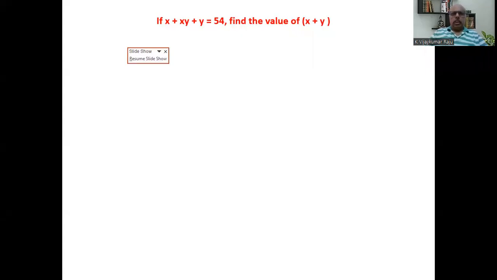Now, let us see how to solve this typical question. It's an Olympiad question. x plus xy plus y is equal to 54. We have to find the value of x plus y. So, let's see how to do this. Okay, let's start with the solution.